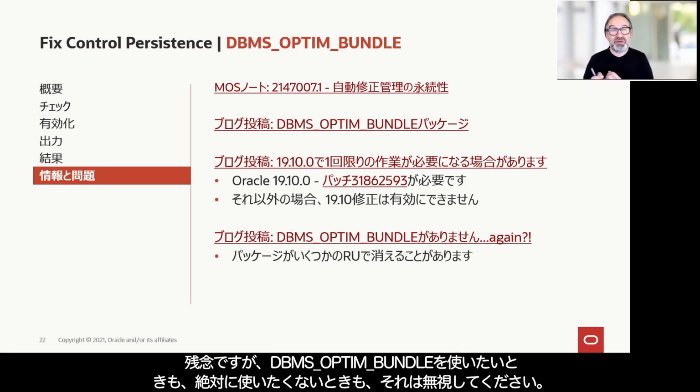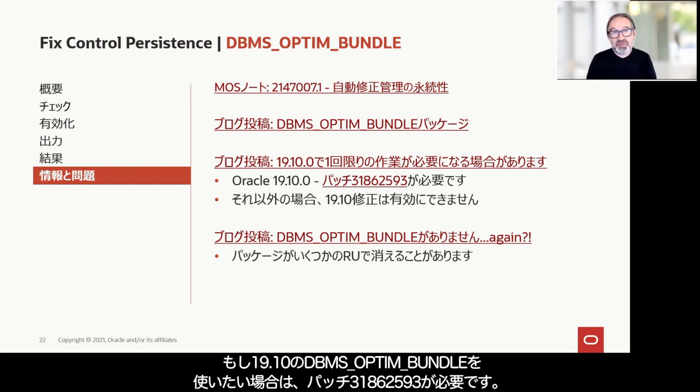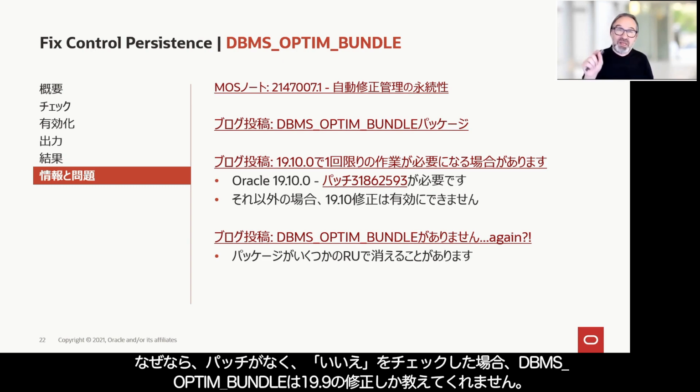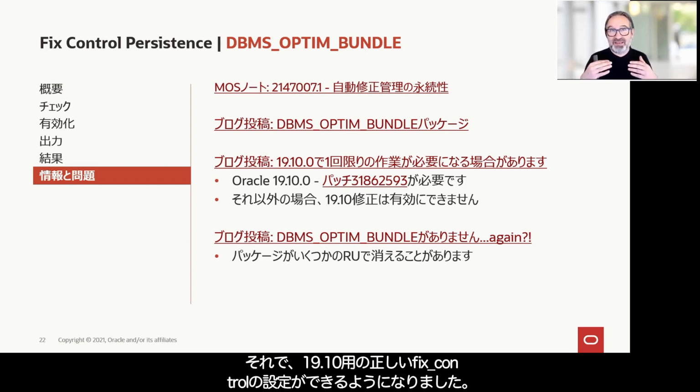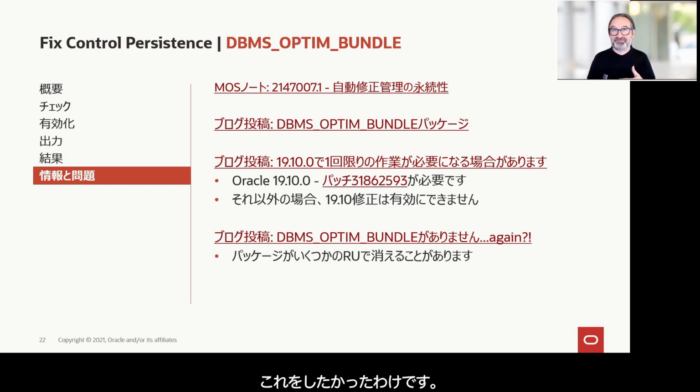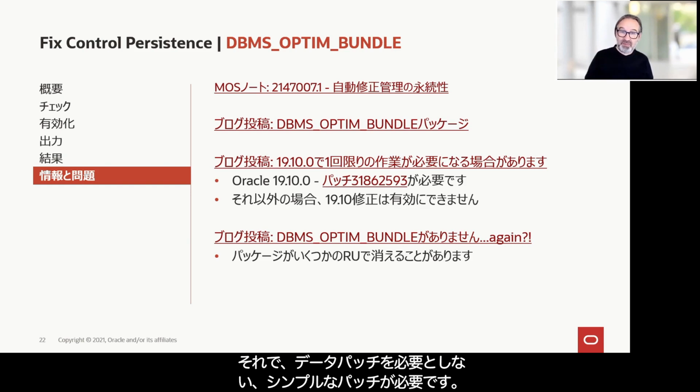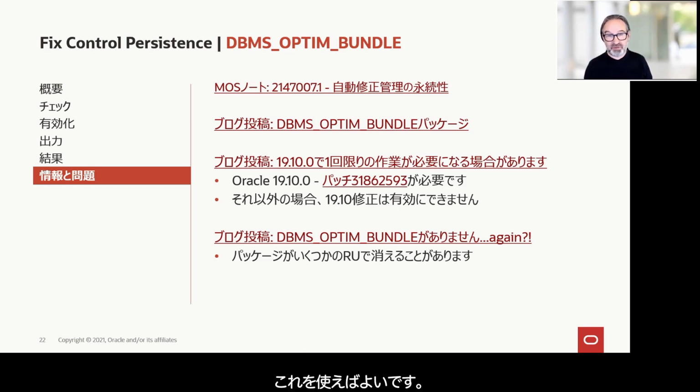Unfortunately, when you want to use DBMS_OPTIM_BUNDLE, and when you never want to use it, ignore that. But when you want to use DBMS_OPTIM_BUNDLE with 19.10, you need that patch 31862593. Because if you don't have that, and you check now, DBMS_OPTIM_BUNDLE tells you only the 99 fixes. So it can't produce the output for 19.10. The XML information hasn't been loaded into the database. And so you can't set the correct fix control settings for 19.10. But that's what we want. So you need that patch, a simple patch, doesn't require a data patch. And then you go with this one.